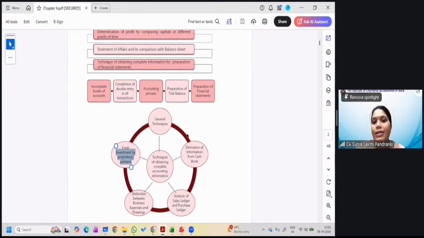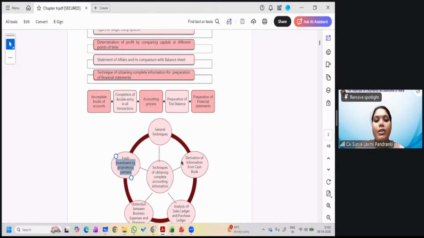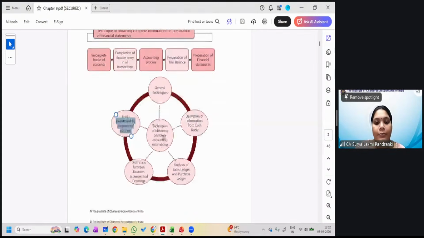So these are the things that we started with when we started this chapter, wherein if any information is missing, when you don't have the complete information about all the accounts or all the journal entries, then what do you do? You try to pick it from different accounts, different sources, and the question has to be completed, or you will have to prepare your financial statements. That's the final target.